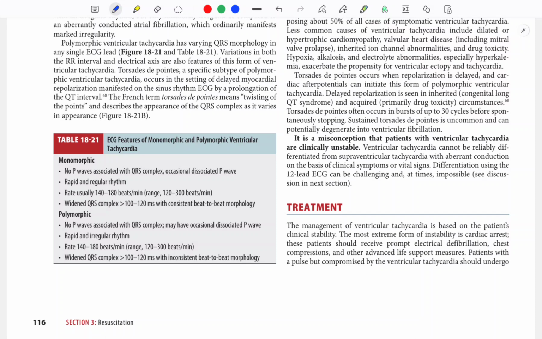In monomorphic, you will not find any P waves, there is only an occasional dissociated P wave. It is rapid and regular, with a wide QRS more than 120 milliseconds and consistent beat to beat morphology. Every preceding beat is similar to the upcoming one. All the beats look the same. While polymorphic is irregular, meaning the RR interval is not constant, plus the morphology is also different. Otherwise, it is also a wide QRS tachycardia without any P waves.